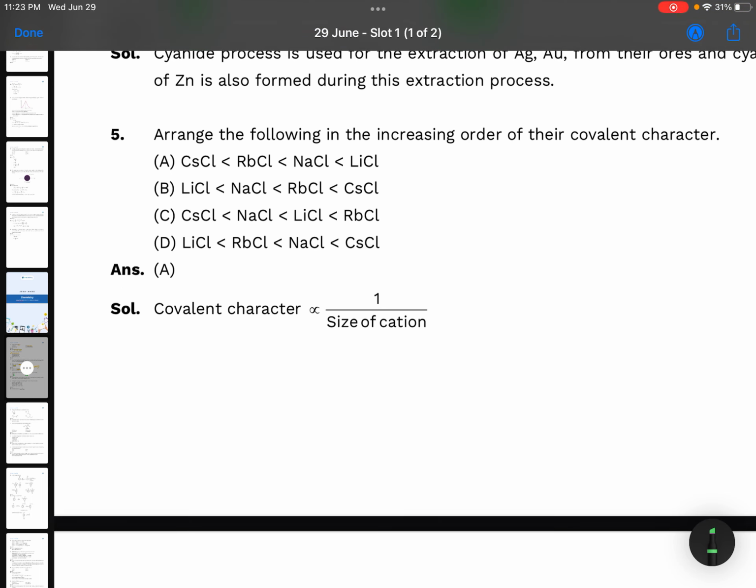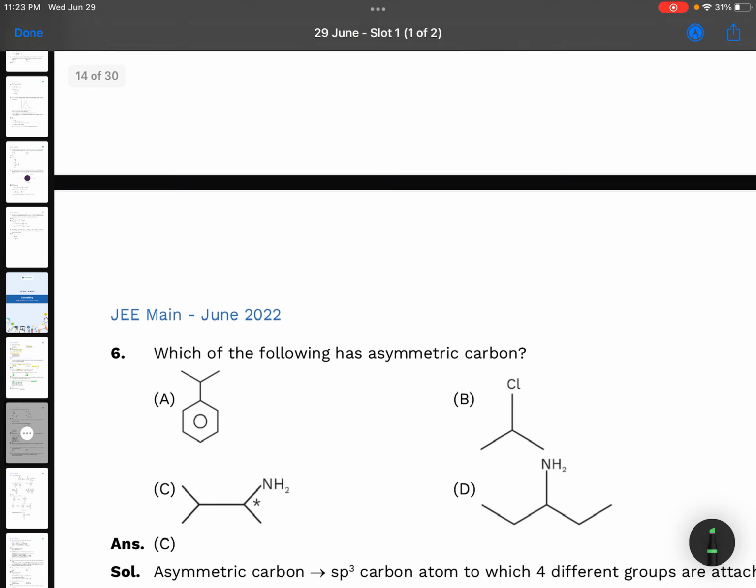Arrange the following in the increasing order of their covalent character. Simple question. Covalent character means small size. Cesium is biggest in size, then rubidium, then sodium, lithium. Lithium is small size, so more covalent. Small size, more covalent. Simple question.